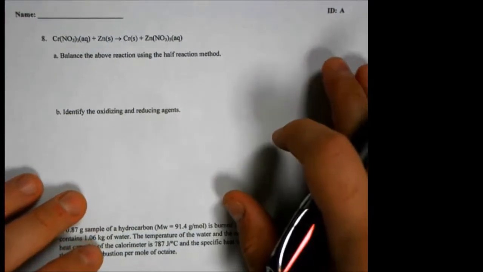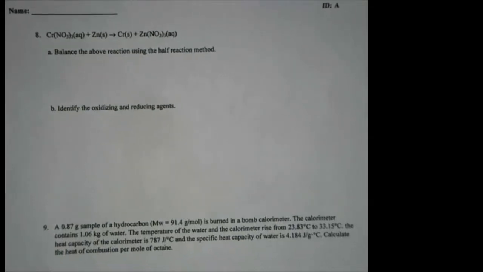Our next problem is a good one. This one is a redox reaction where we're going to balance the above reaction using the half reaction method. If we remember back to class, the half reaction method is where we look at each species, the one that's being oxidized and the one that's being reduced, and we pull those out, and then we make sure we balance the electrons by looking at how many electrons are transferred.